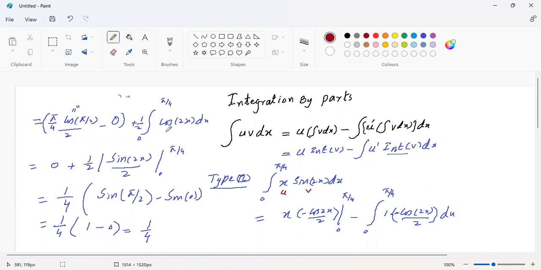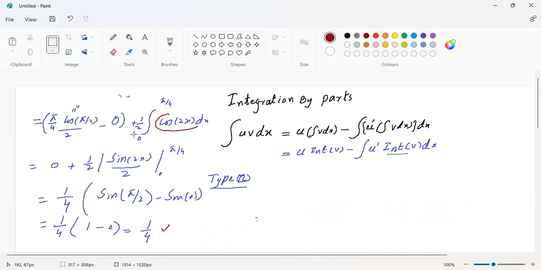And we get this step, then further the integration of this expression. Integration of this is sine, then putting the limits we get down. So this was the second type. I would like to take one more example of this type of question.